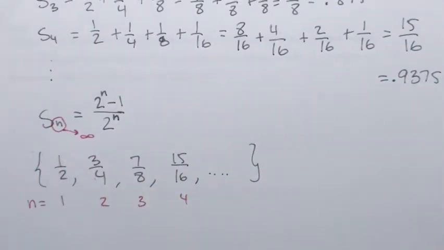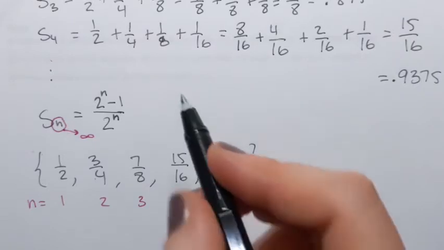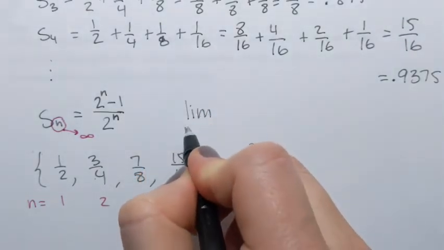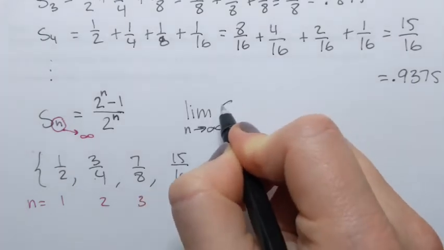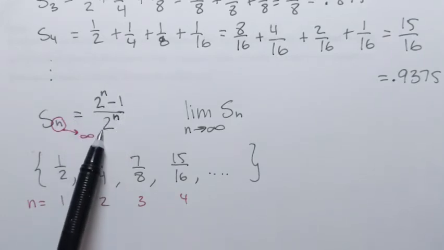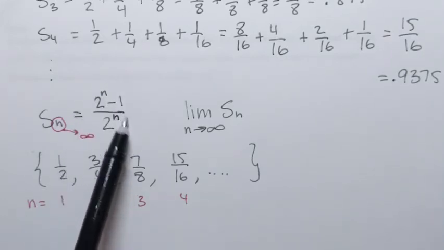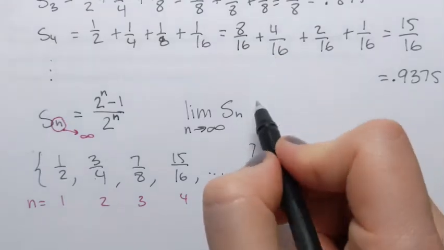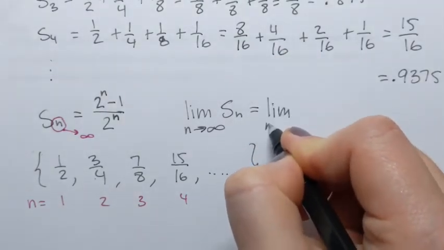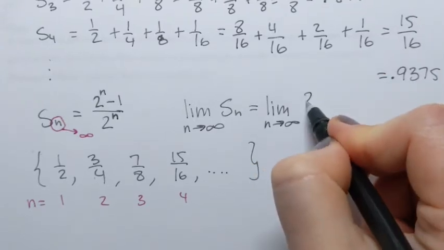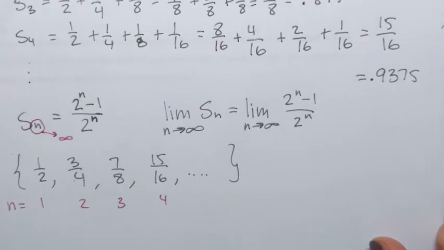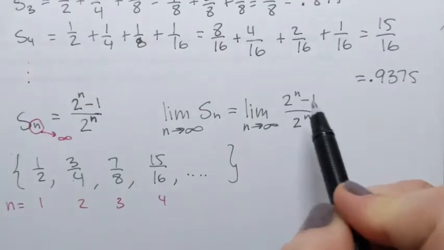Well, what this means is that we can now try to set up the limit. So if I try to find the limit as n goes to infinity of S sub n, and because we found a formula for the nth term of this partial sum sequence, we should be able to find the limit. So it's the limit as n goes to infinity of (2 to the power n minus 1) over 2 to the power n. To find this limit, I think I will split this expression into two.